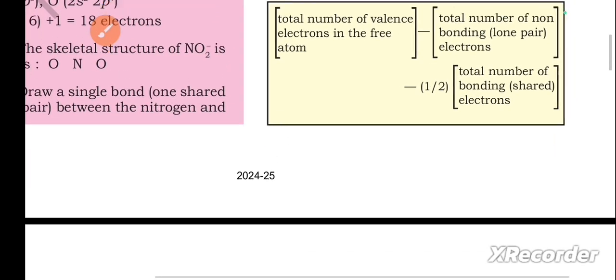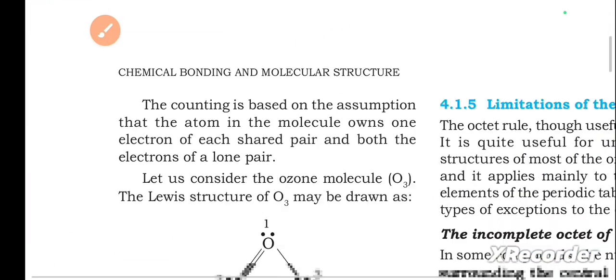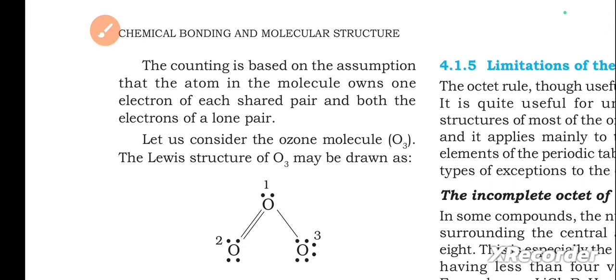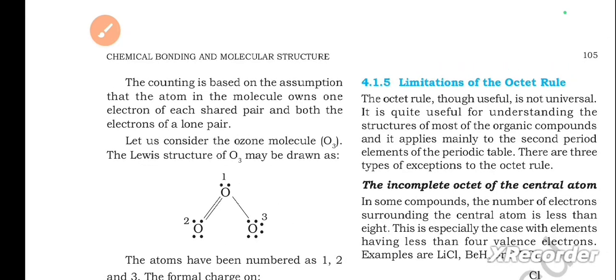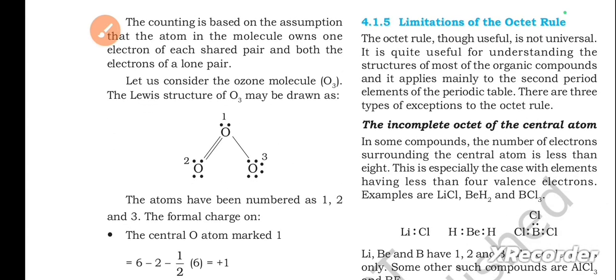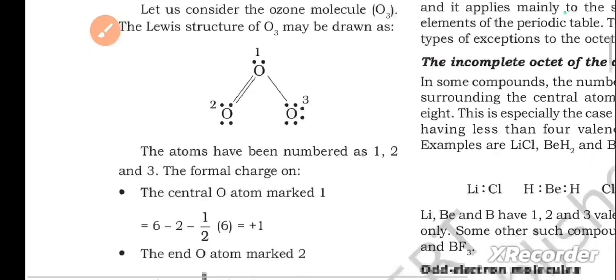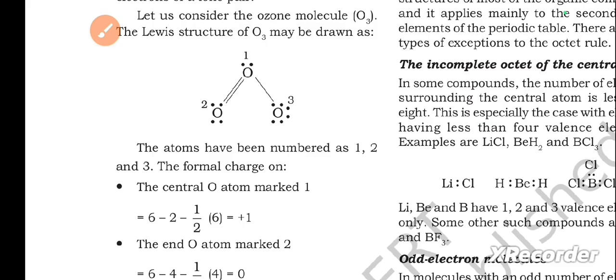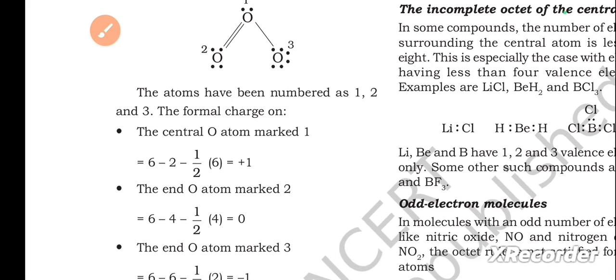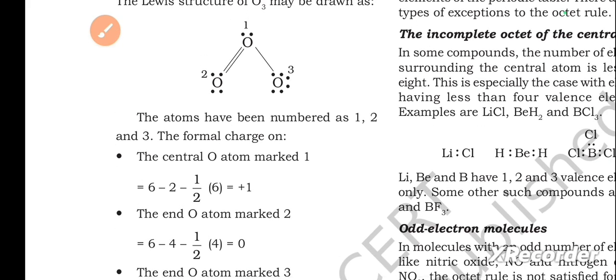Next, the counting is based on the assumption that the atom in the molecule owns 1 electron of each shared pair and both the electrons of a lone pair. Let us consider the ozone molecule O3. The Lewis structure of O3 may be drawn as, so this is the structure. The atoms have been numbered as 1, 2 and 3. The formal charge on the central O atom marked 1 equals 6 minus 2 minus 1 by 2 into 6, equals plus 1.